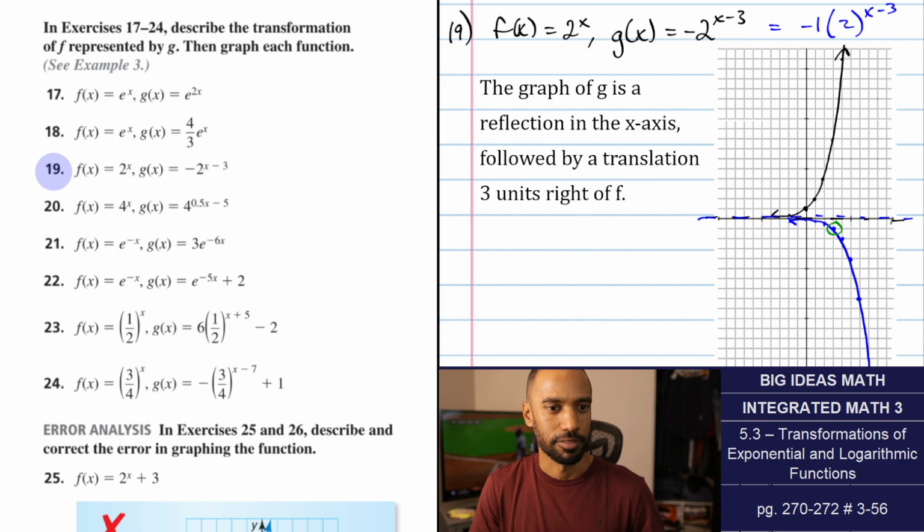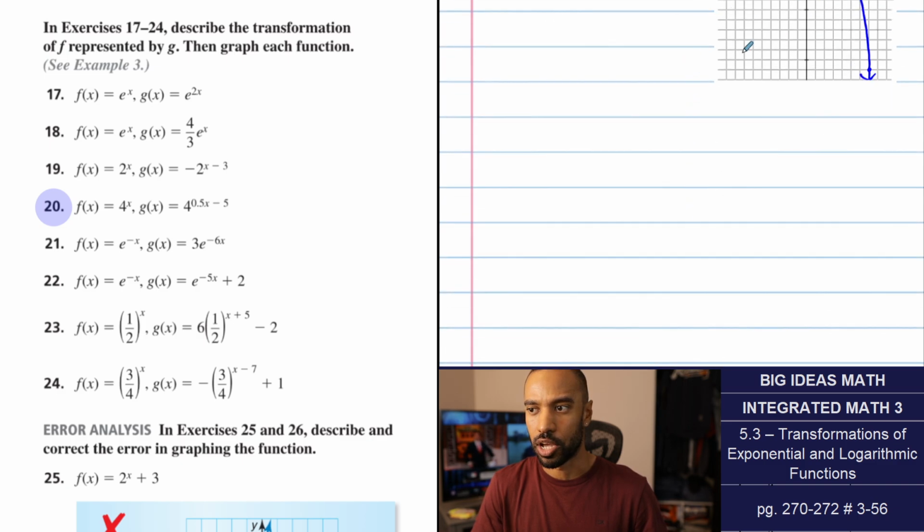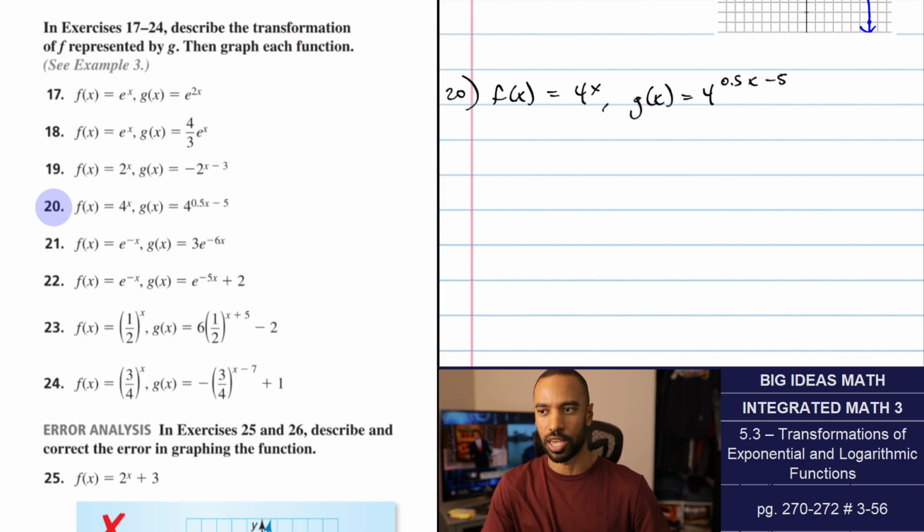Fun, fine graph. All good with those. Number 20. We got a lot we can do on number 20, and I can try and talk about all of them if you like to. But number 20, f of x equals 4 to the x power, and g of x equals 4 to the 0.5x minus 5. Okay, lots to say here.